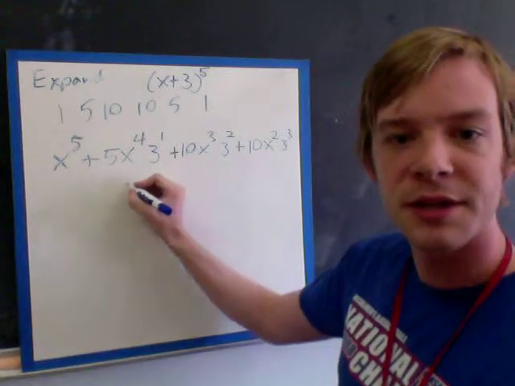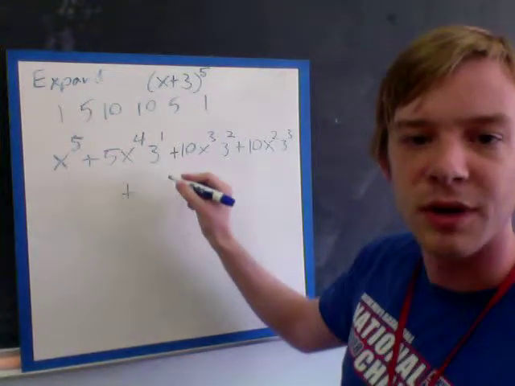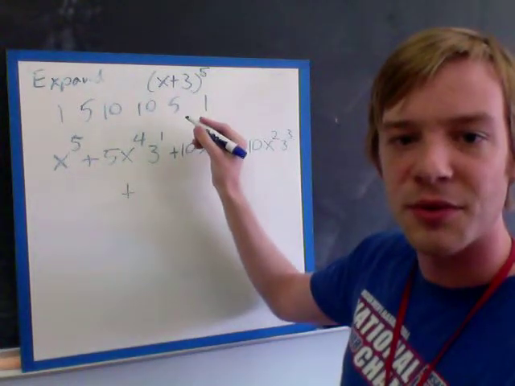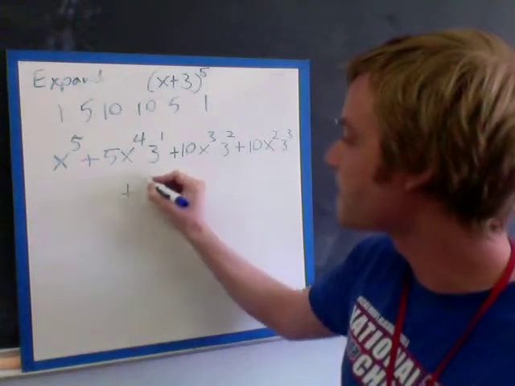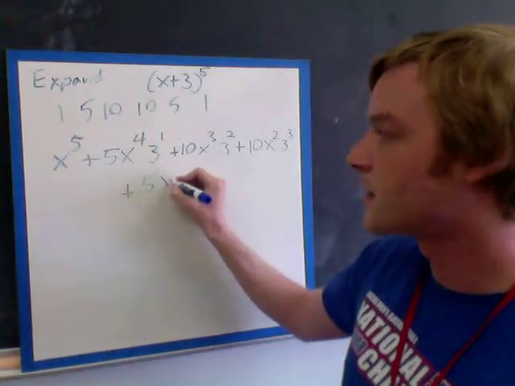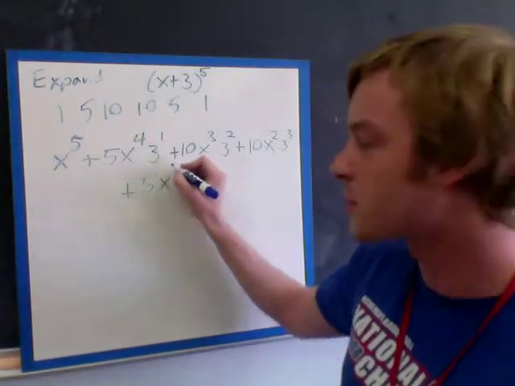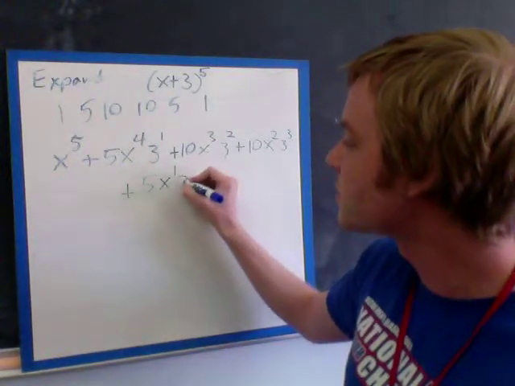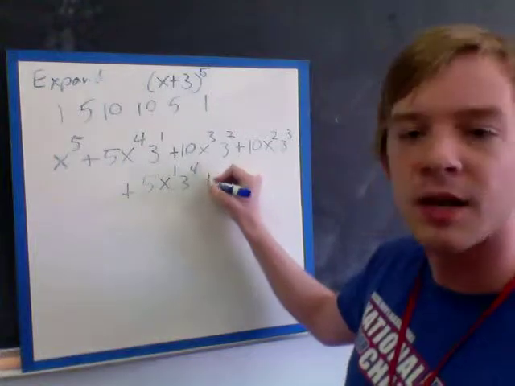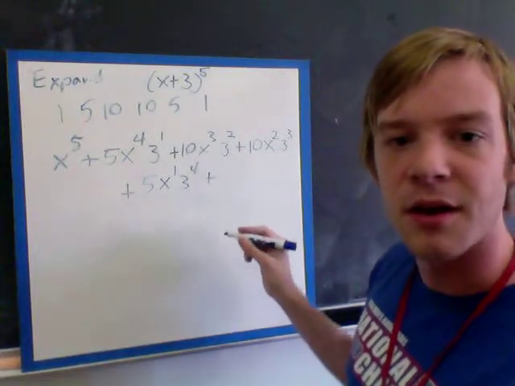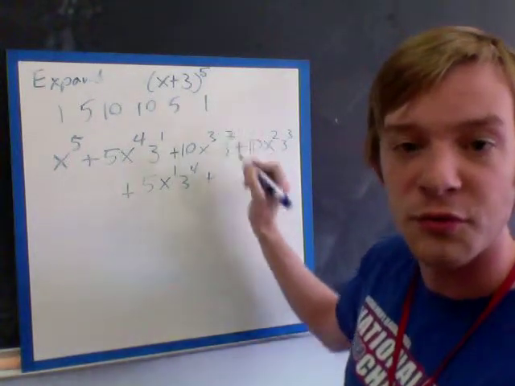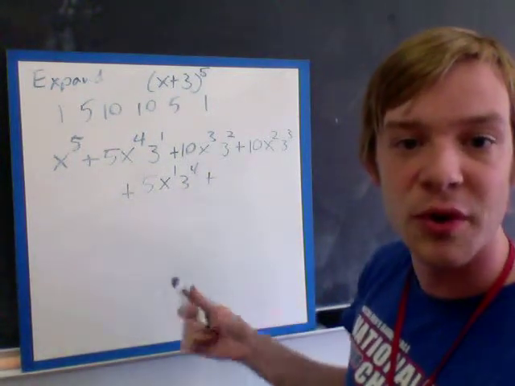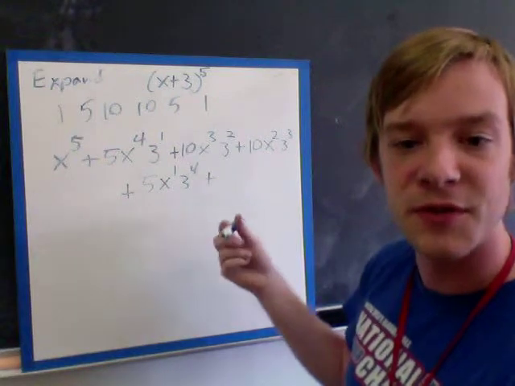Moving on down the line here. I ran out of room. This still should all be one step. So then I will have a coefficient of 5. x will now be to the 1st power, and 3 will be to the 4th power. And then lastly, we will have a coefficient of 1, so we don't need to write that. The x is going to go to a 0 power, so that's going to go away, and we will simply have 3 to the 5th power.